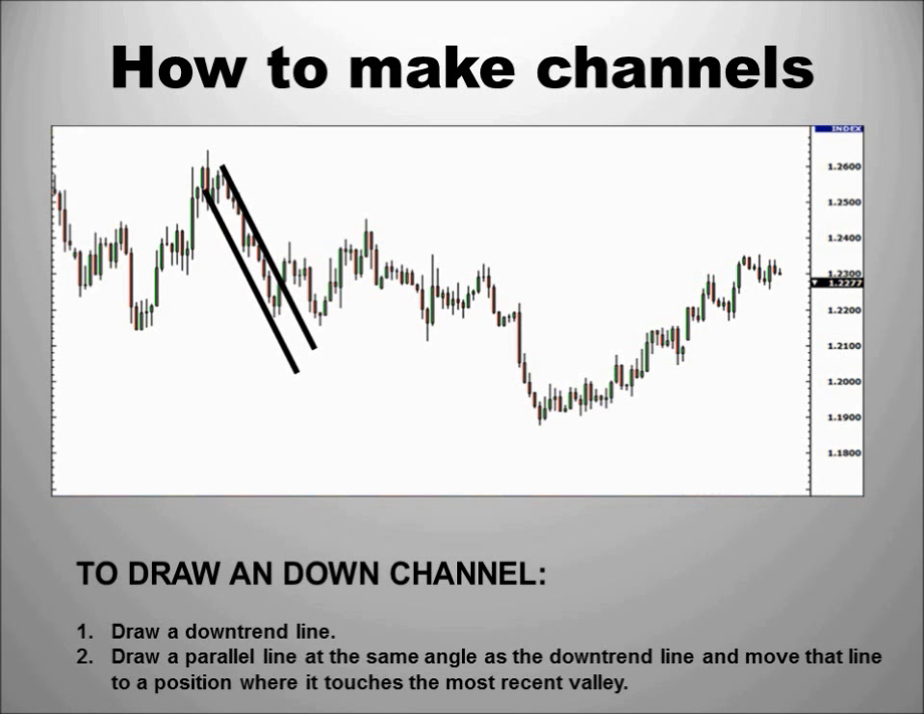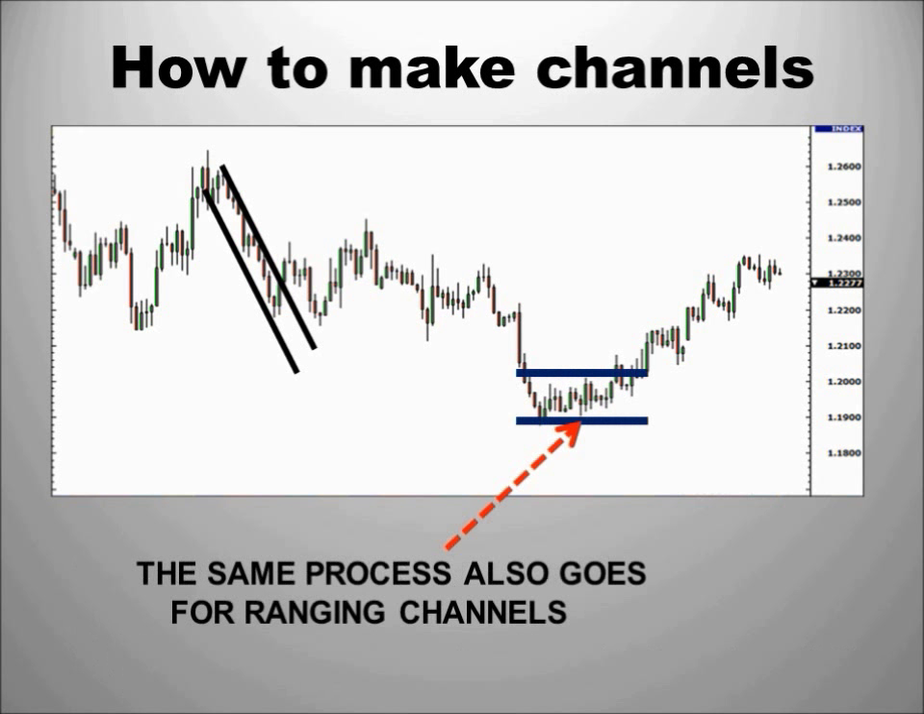Now, to make a down channel, well, the same rules apply for making the up channel. So we start with the downtrend line. So we're right over here, and you should know by now how to make a downtrend line. And you should also know by now that your trading platform will assist you in making a parallel line. We do that, and we connect the parallel line at the position where it touches the most recent valley. So it's just like the up channel where we look for the most recent peak. Now we're looking for the most recent valley.